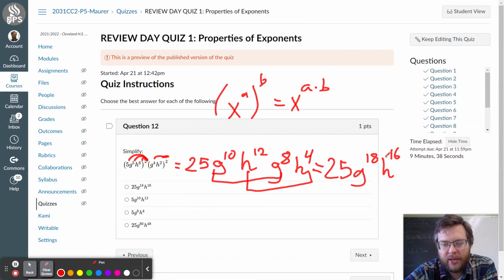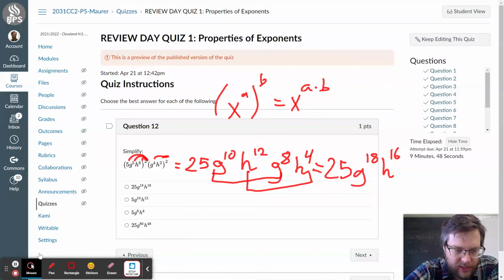I hope you can imagine how h to the 12th just is literally the letter h 12 times in a row, and then I have 4 more of them from h to the 4th. So 25, g to the 18th, h to the 16th. Looks good to me. Almost done.